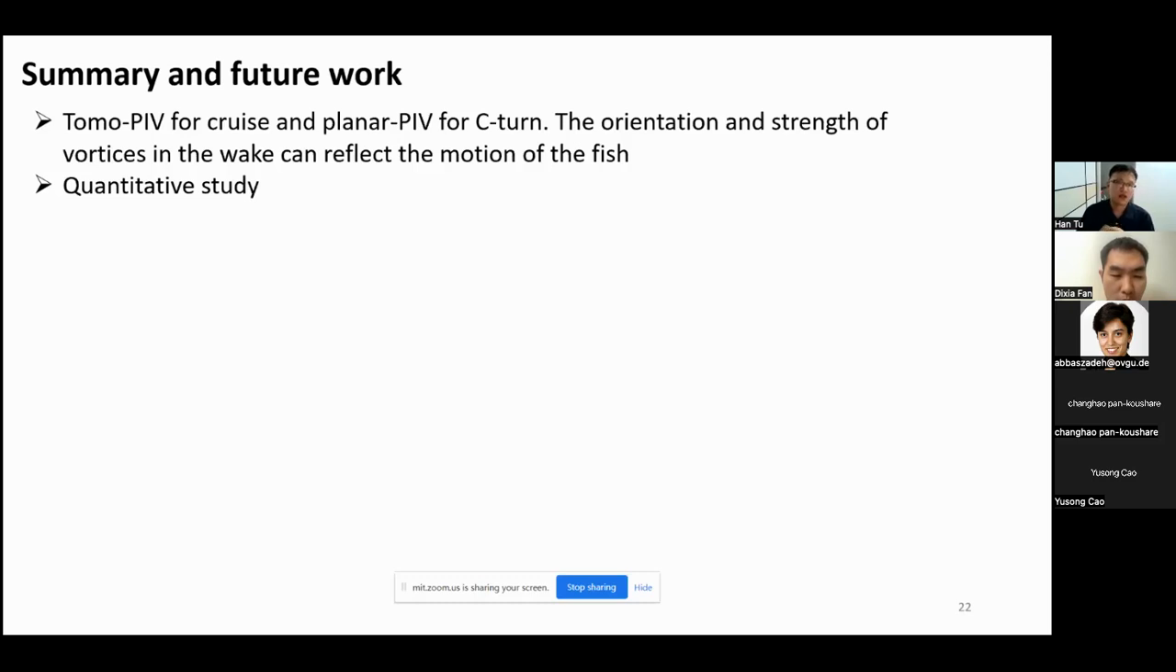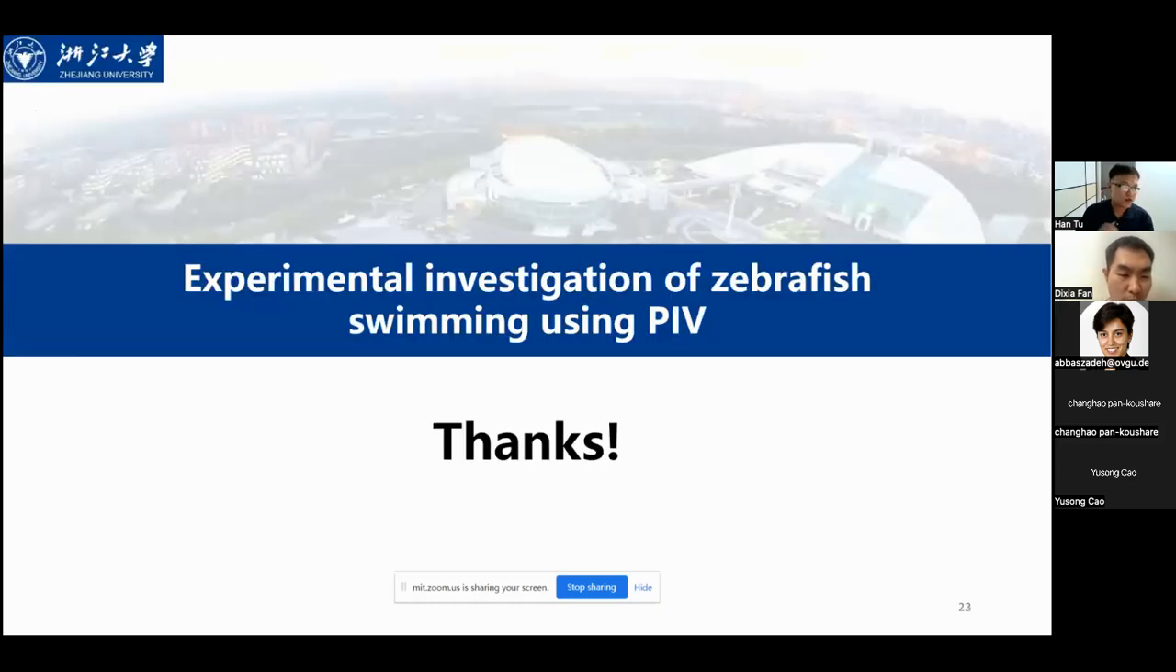We found that the orientation and the strength of vortices in the wake can very well reflect the motion pattern or condition of the fish. So in the future, we'll conduct a more relevant quantitative study to prove this. And of course, we will finish the 3D C-turn data processing. And that's all for the slides, and thanks for watching.